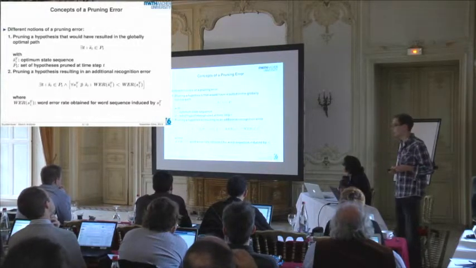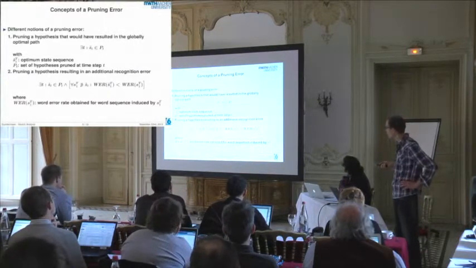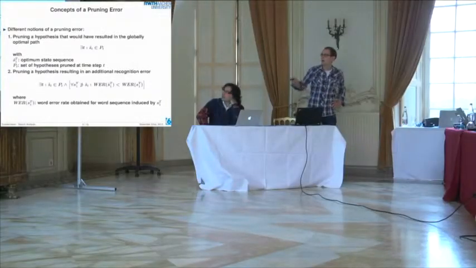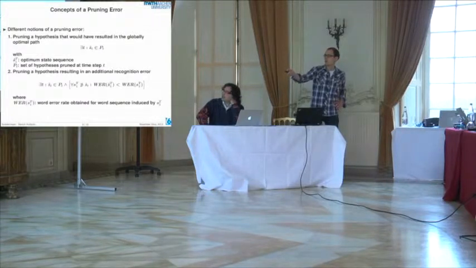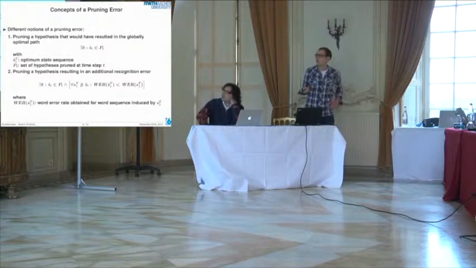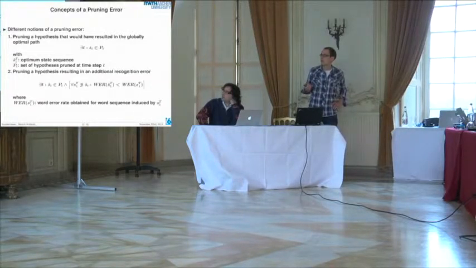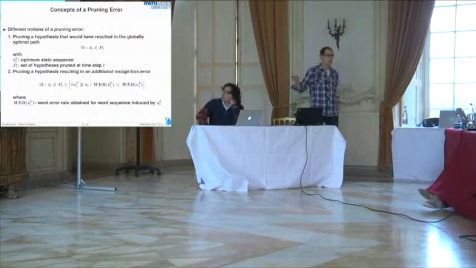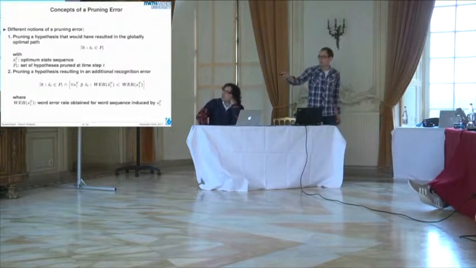Another possibility would be that we define this in terms of the word error rate, which is probably more closely related to what is done in practice. So then we say a pruning error occurs when we prune a hypothesis that results in an additional recognition error. If we consider this in a very formal way, then this would probably look like this: there exists one of the optimum states which is pruned at some time step, and for all other sequences that the search can still find that do not include this state, the word error rate is higher than the best one.